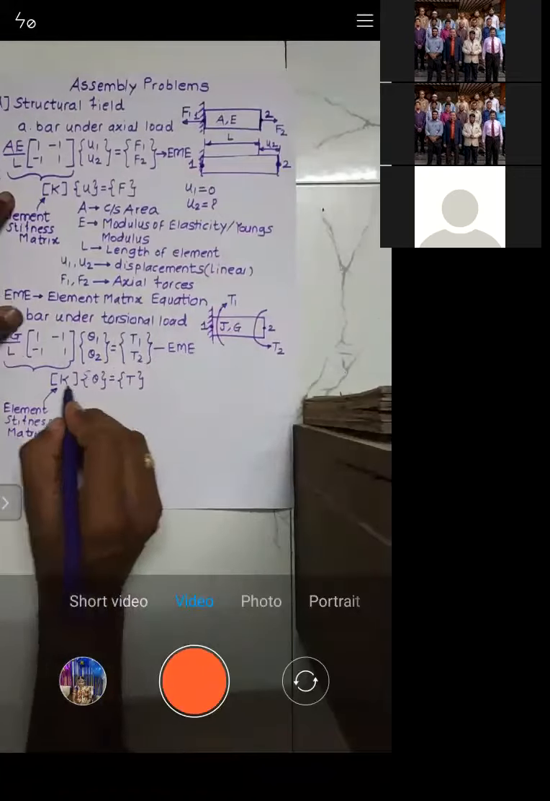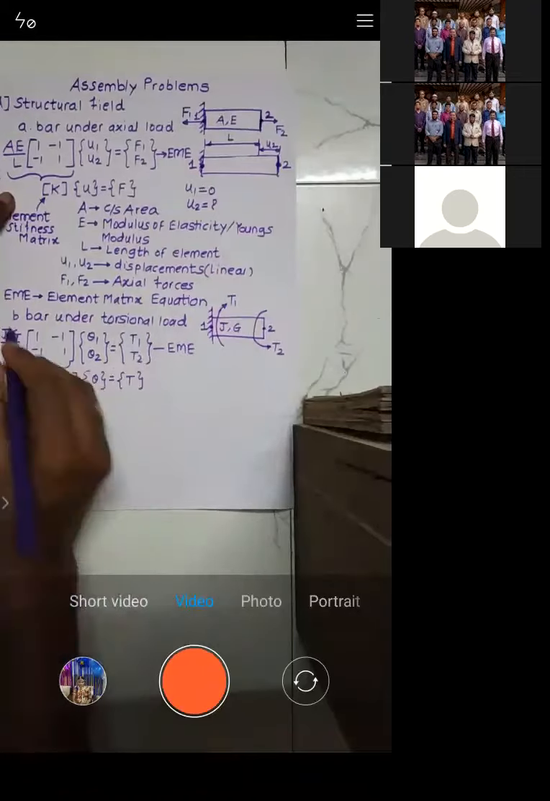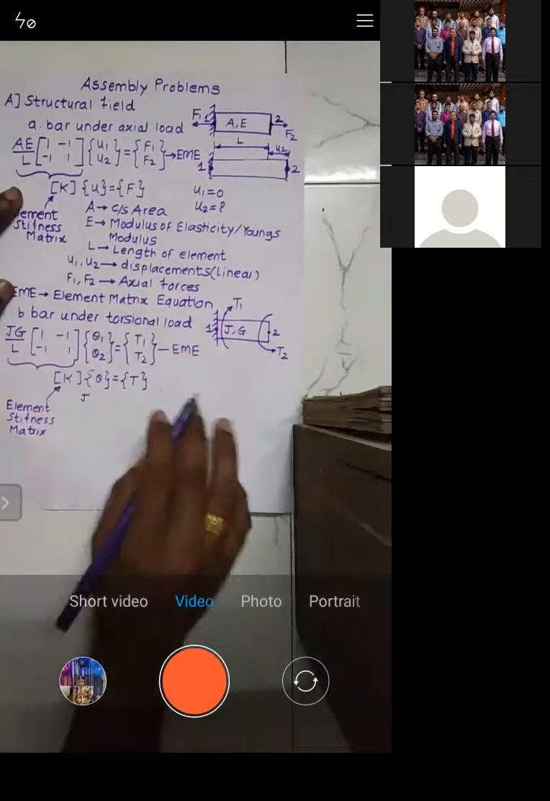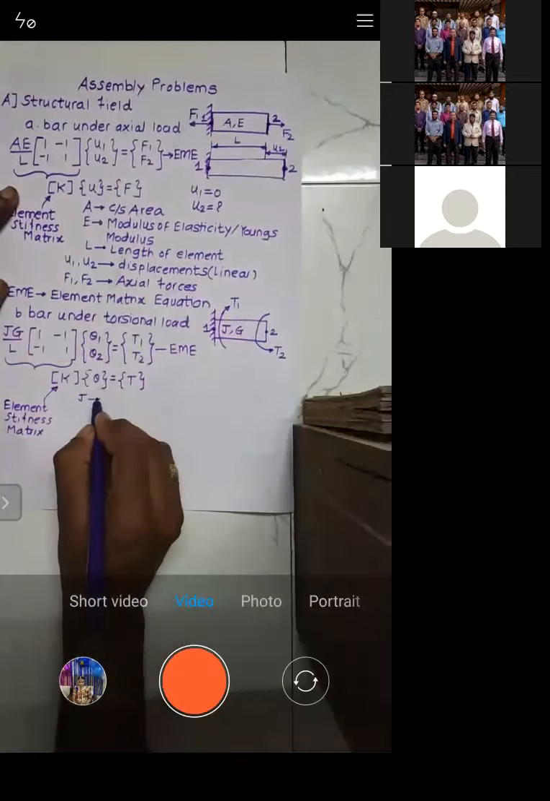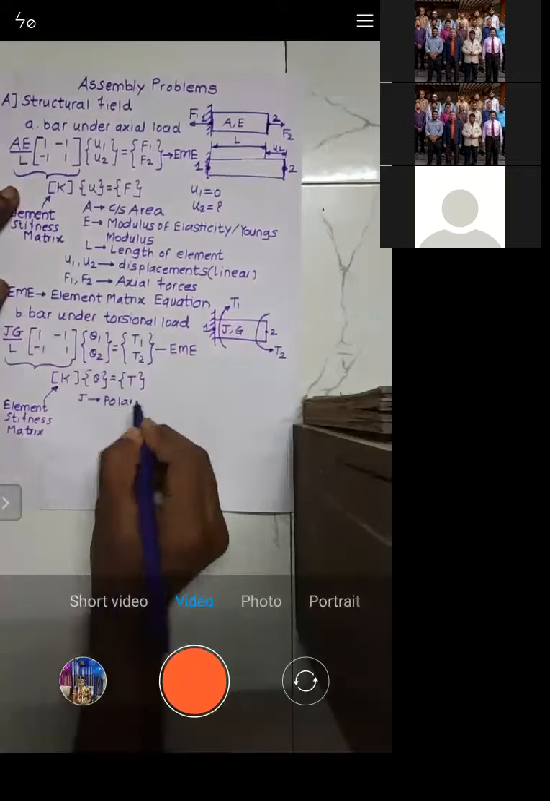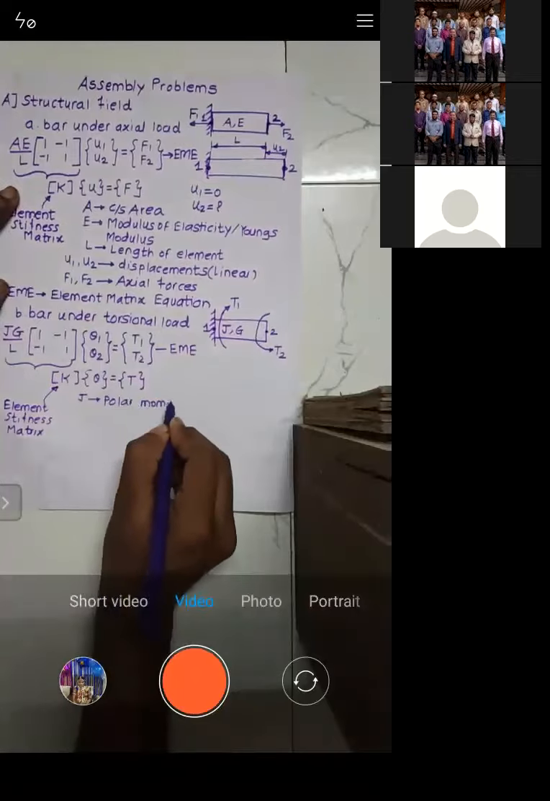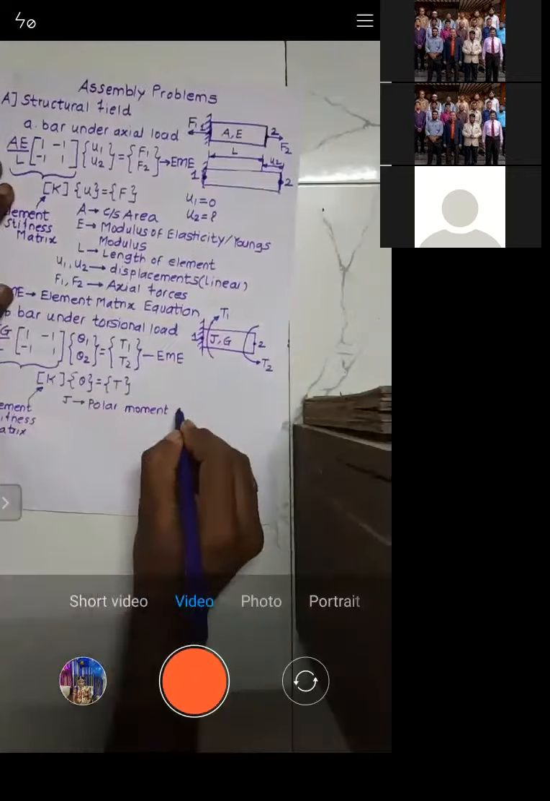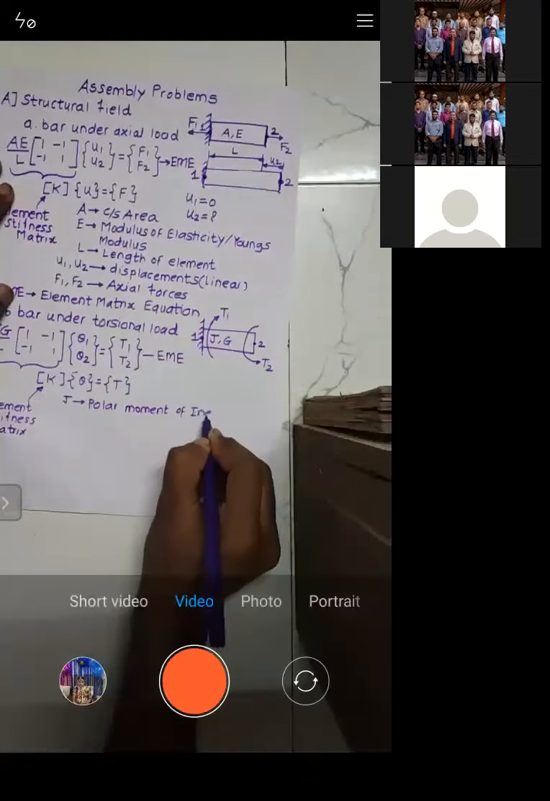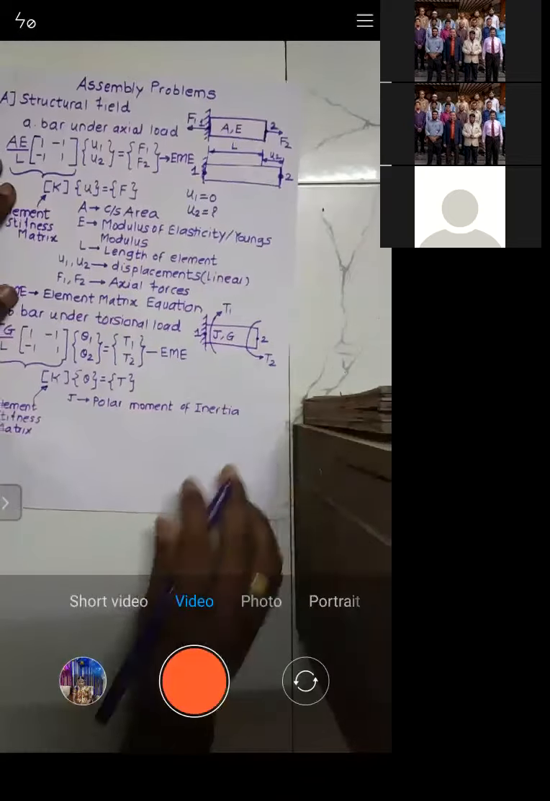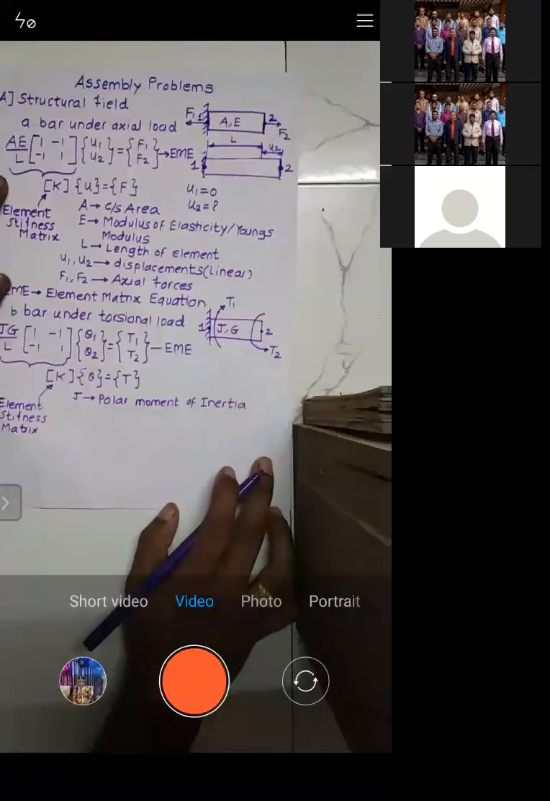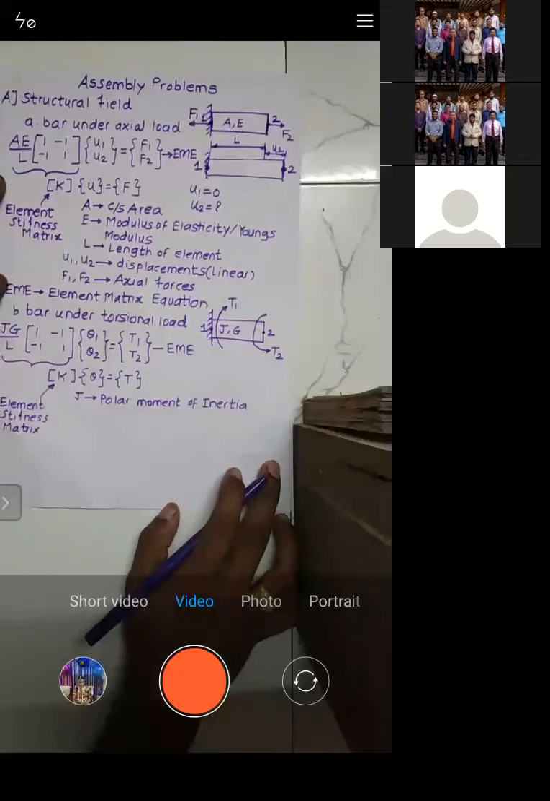Now let's come to this formula. What is J? This J is called the polar moment of inertia. Clear? J is the polar moment of inertia.